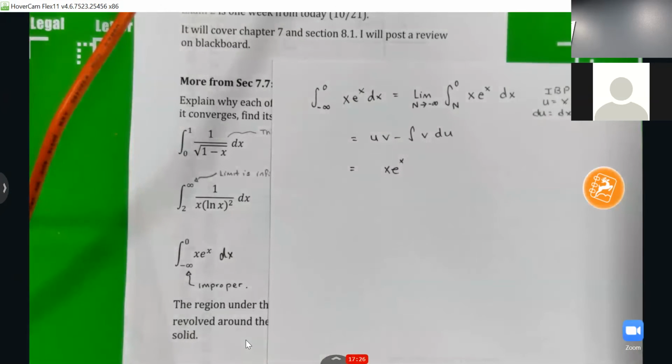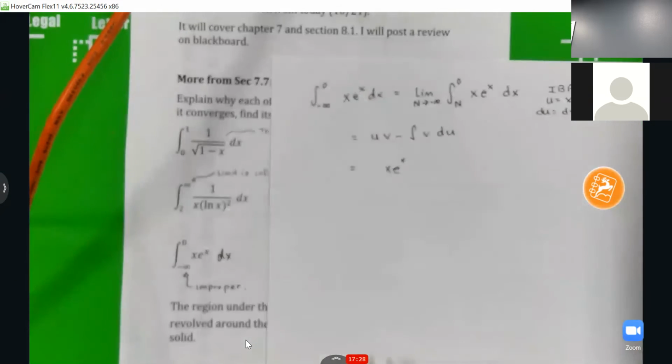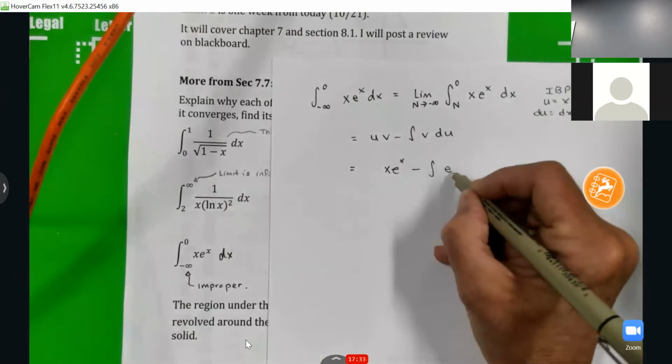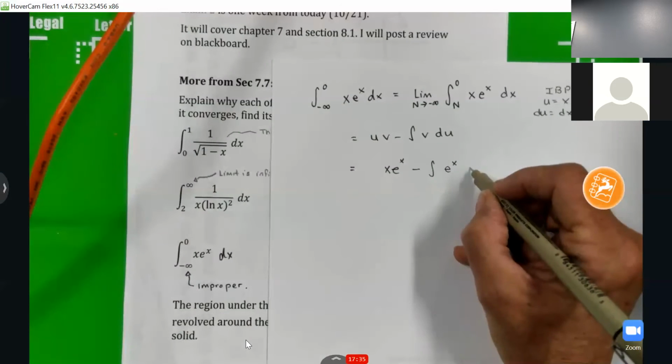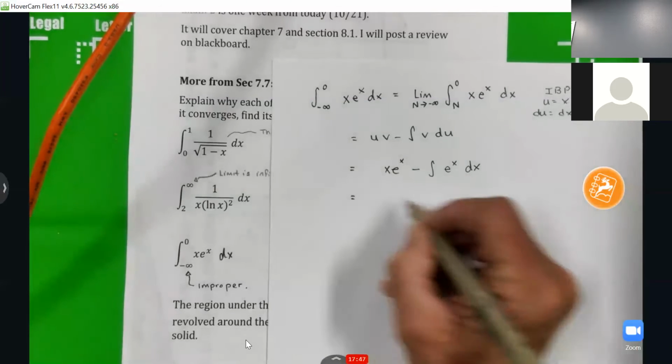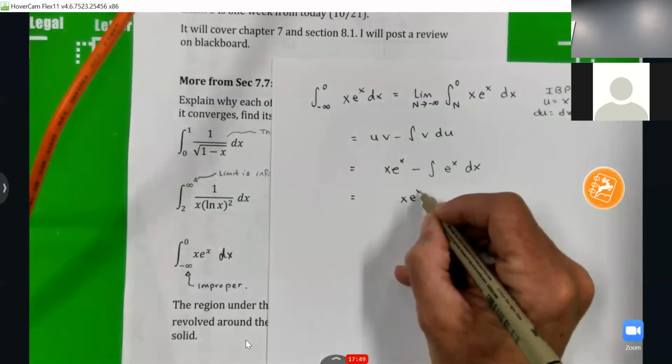Now that's going to have to go from minus infinity to 0, minus the integral of v du. du is dx. So before I put the limits on the integral sign and the limit of the n, I'll just compute the integral first. And the integral of e to the x is e to the x. So our antiderivative looks like this.